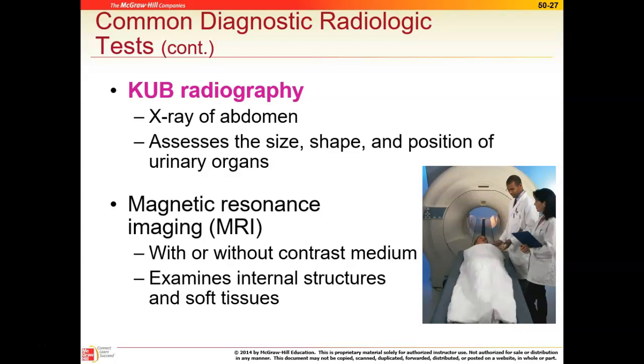Then we have a KUB. A KUB is a really common X-ray. The problem is it's kind of limited in what it can show. It does assess the size and shape and position of the urinary organs, but it's just a simple two-dimensional X-ray of the lower abdomen or of the pelvic structures.